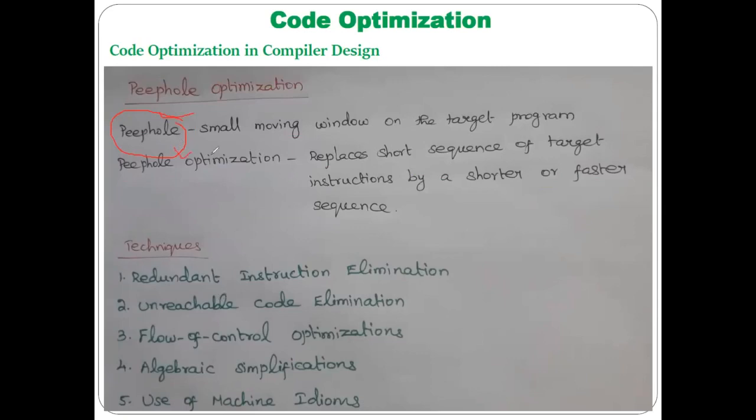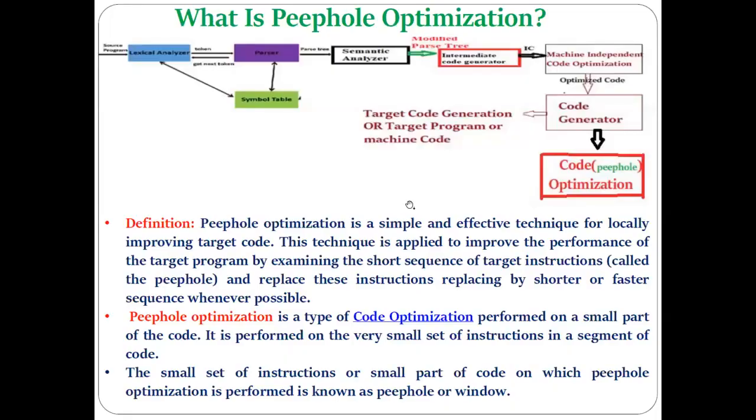Okay. So there are various techniques, like redundant instruction elimination, unreachable code elimination, flow of control optimization, algebraic simplification, and use of machine idioms. These are the different techniques related to peephole optimization that we are going to discuss. Already I have explained why the name peephole optimization is given. Its standard definition is given here.